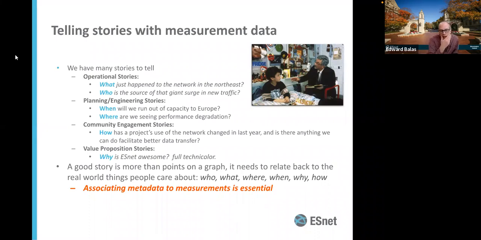And really the key thing for us is having the right metadata, knowing where to get that metadata and how to safely associate it with the measurements so that we can tell those stories. That really, I think, is one of the key takeaways in where a lot of the work went in the Stardust effort we're about to describe. Next slide.